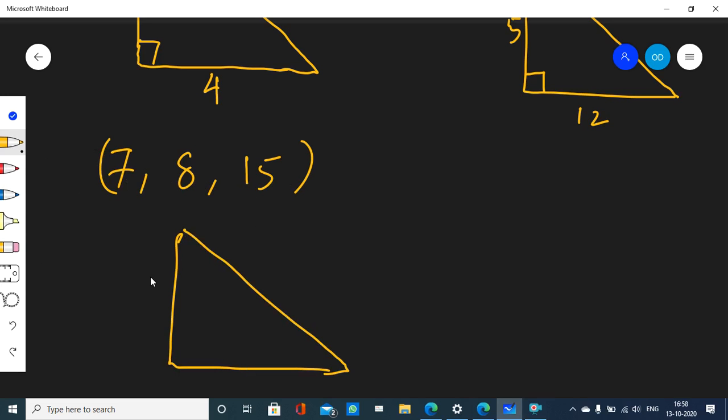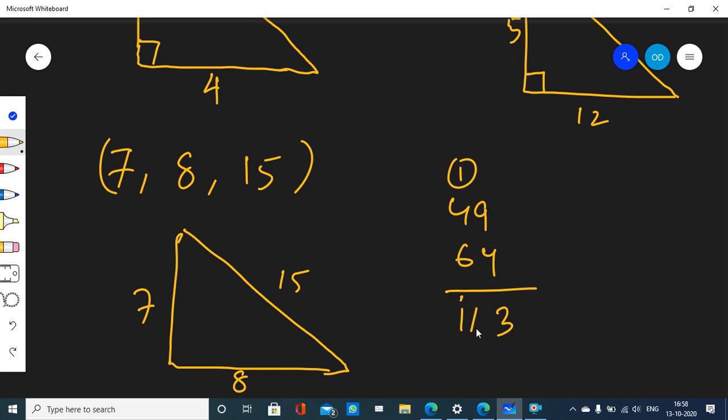Let's call this 7, this is 8, this is 15. What is the square of 7? It is 49, plus 64. If we add it, what do you get? 113. No, not 8, 7. No.